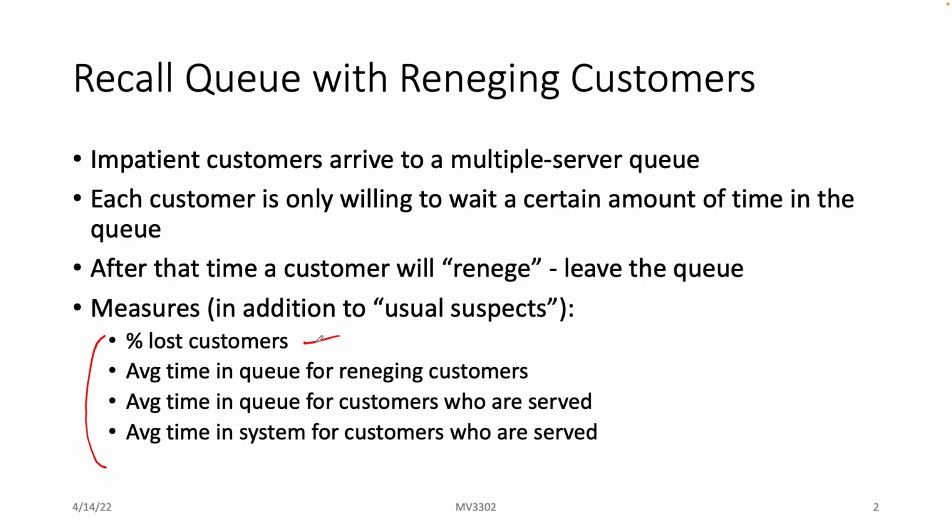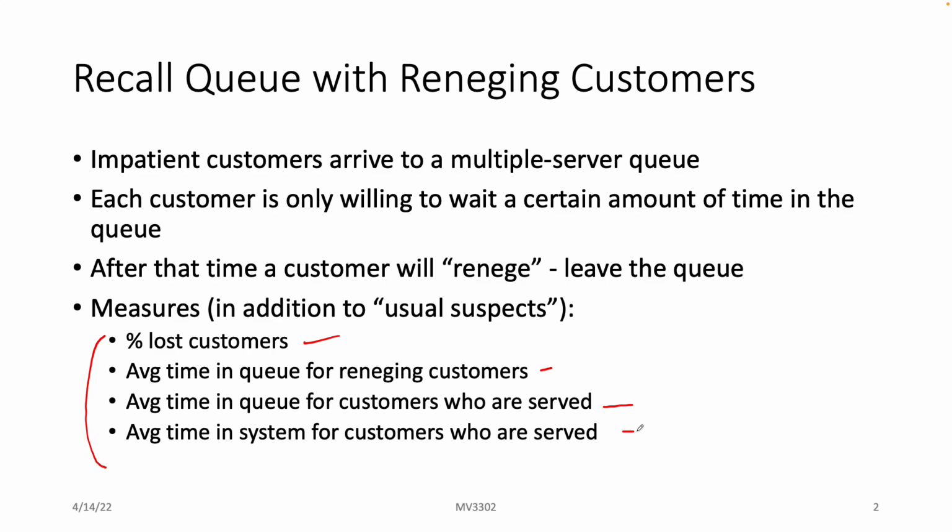But nevertheless, if I'm running this facility, how many customers am I losing? And what can I do about that? What you can do is maybe hire another server. And that's a question that could be asked. But then you might be interested in what is the average time in the queue for the customers who left versus the time in the queue for the customers who were served, or the time in the system for the customers who were served. And the reason it's important to distinguish those questions is because how much time in the system did a customer who reneged spend?